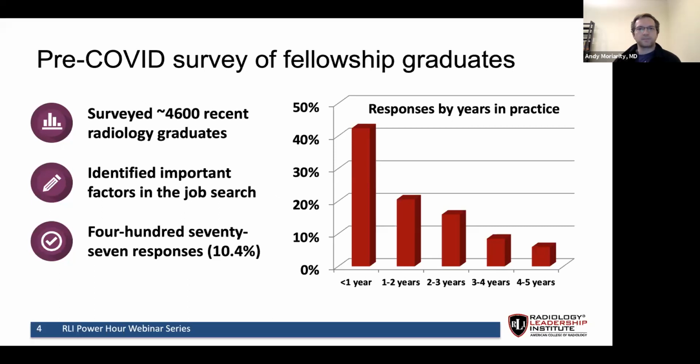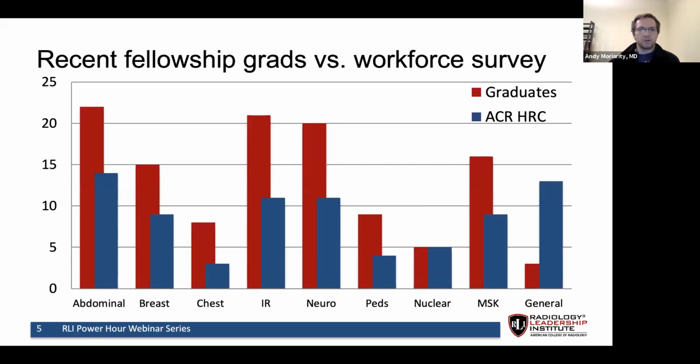We had about a 10% response rate, and you can see that almost half of them were within 1 year of graduating and getting into their job, with a smattering in the first up to 5 years. The distribution of fellowships weighed heavily on abdominal, interventional, and neuroradiology. We compared this distribution to the ACR Human Resources Commission annual workforce survey to make sure that our sample was representative of what we see when practices report their patterns.